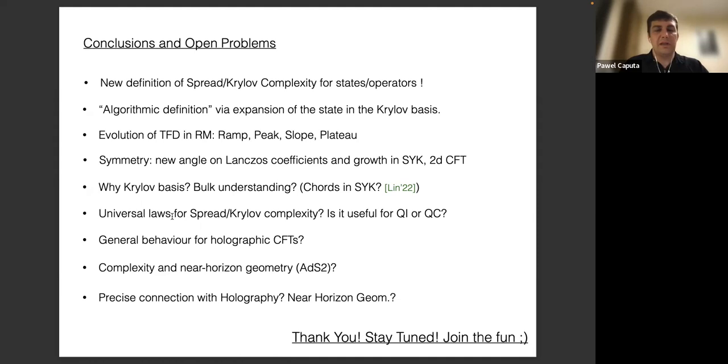And of course, also questions like the general behavior for holographic CFTs. Let's say that we only assume some large N and the gap and maybe a few more things. Then what is the generic behavior for such a model? I think some partial answers are known, but it's still to be determined. And finally, the relation between complexity and near horizon geometries for this operator growth, that's still something interesting I would like to understand better. And finally, precise connections with holography: whether there is room to find a holographic dual, or is this actually the type of complexity that we might be interested in? This is still an open question.